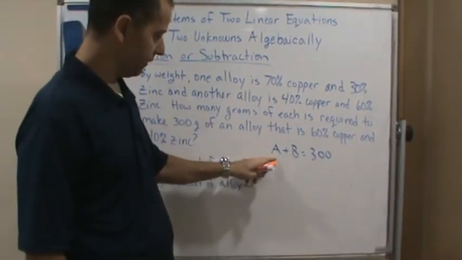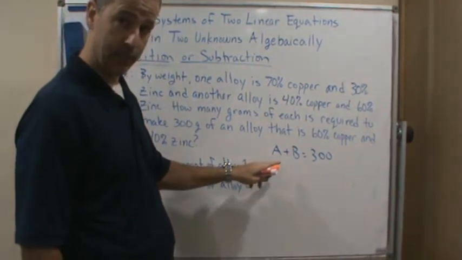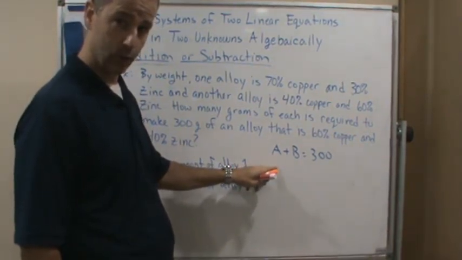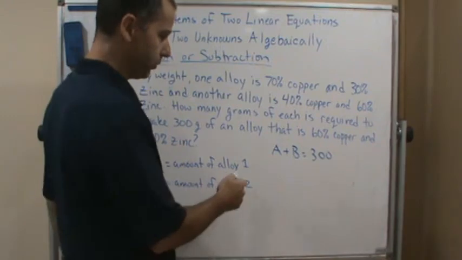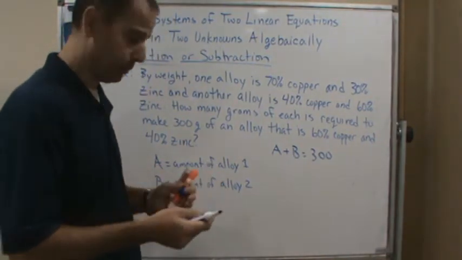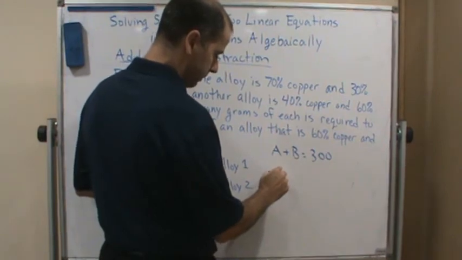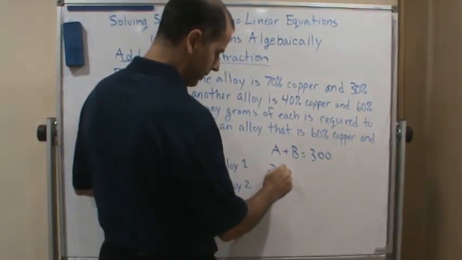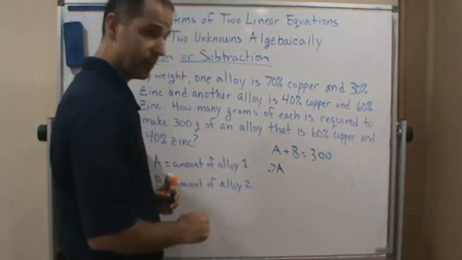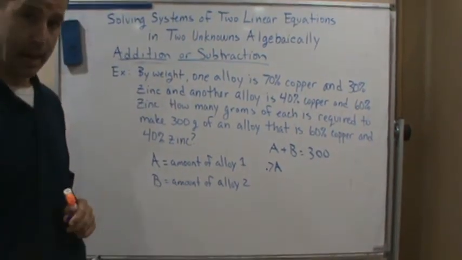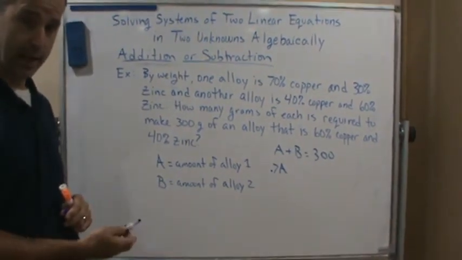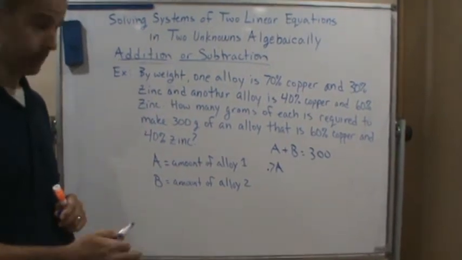So if I take 70% of the amount of alloy 1, which is A, if I multiply those two, that's going to give me the amount of copper. Well, so that means I'm going to take 0.7 times A. That's going to represent the amount of copper that that first alloy has in grams.